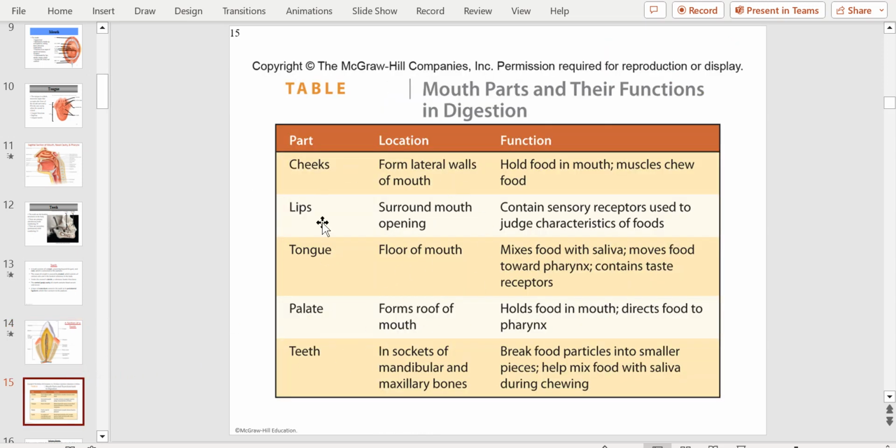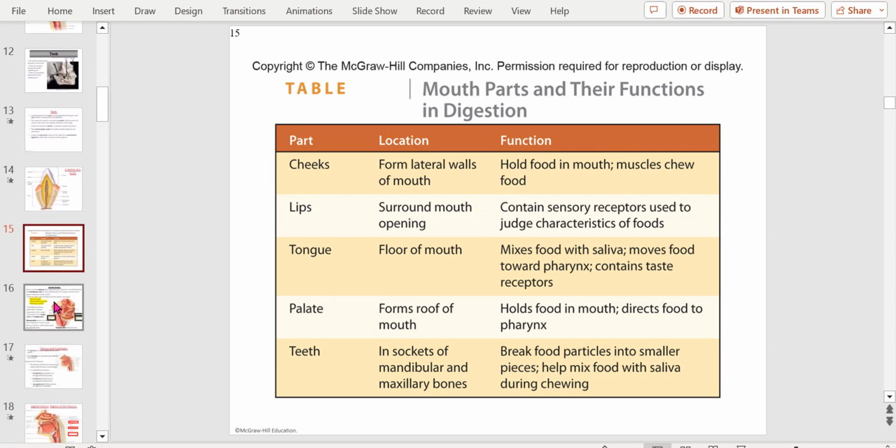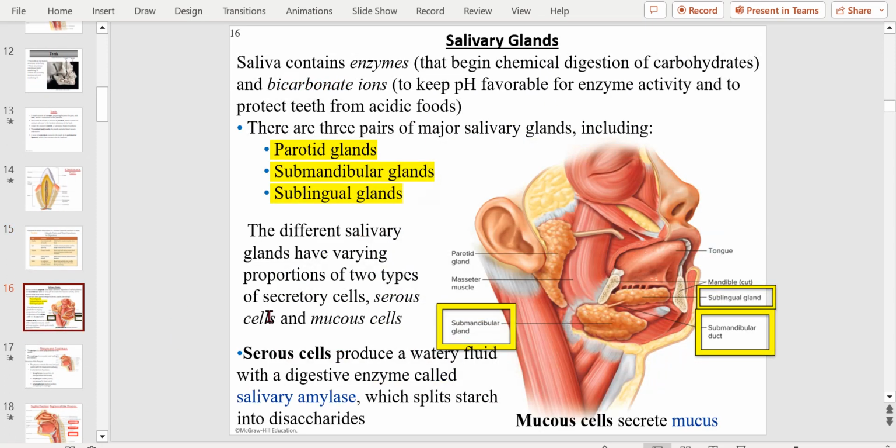Just a little recap: cheeks, lips, tongue, palate, and teeth. Location and functions. That is definitely a good one. Have a read of that one. Pause it and have a look.